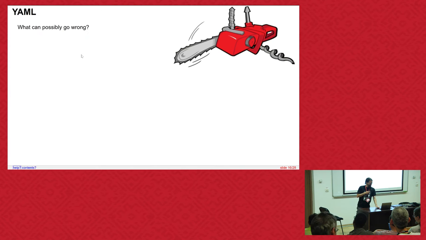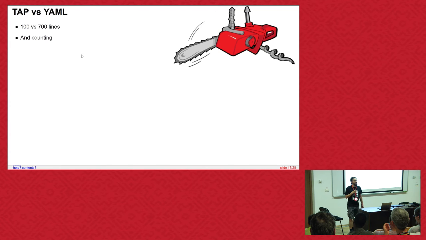YAML, what can possibly go wrong? Well, the grammar I currently have is about 700 lines, though my TAP grammar is 100. And 700 lines is enough for about 80% of YAML. I wouldn't be surprised if the thing ends up being closer to 1,000. If I ever manage to make it a full conformant parser, well, it's probably going to be an almost conformant parser. The YAML spec is longer than the XML spec.